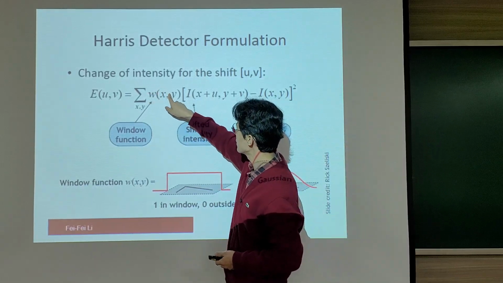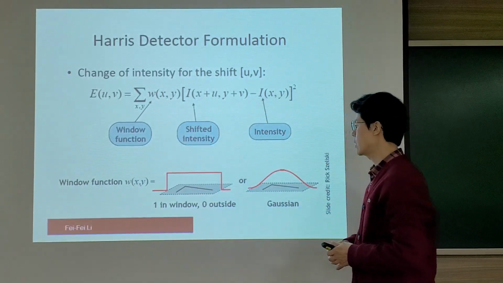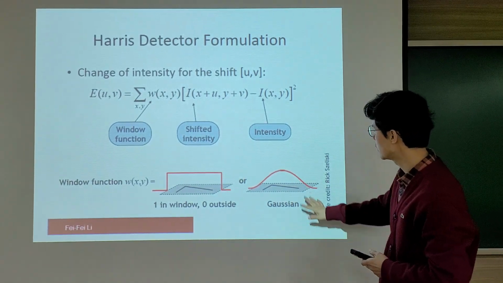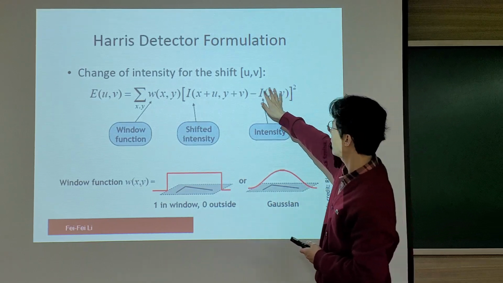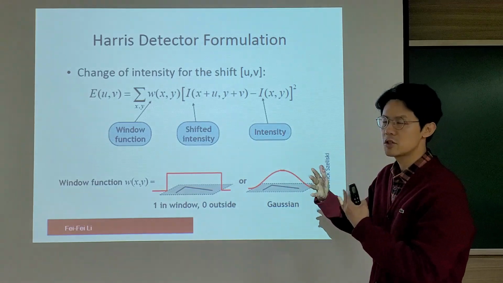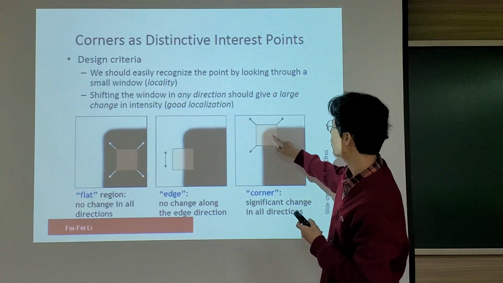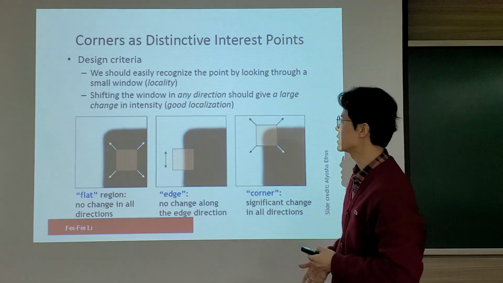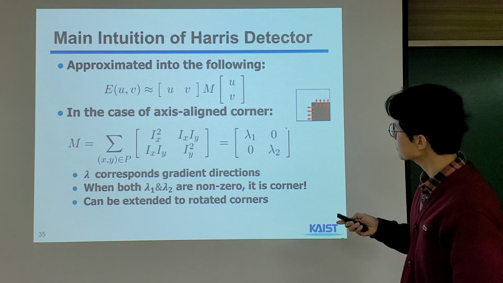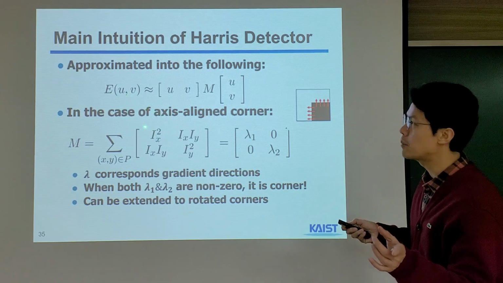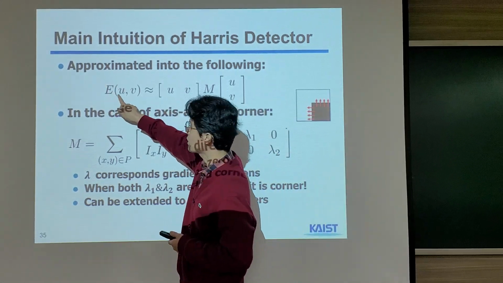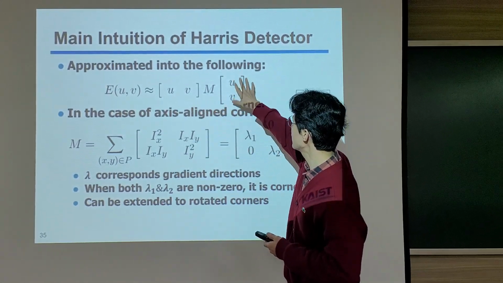Also, W is the window function. We can typically use a Boolean function or a Gaussian function. By looking at the change, we are looking at the intensity change. So through this window, we look at how the value is changing. And then this autocorrelation function can be approximated into this kind of quadratic form.